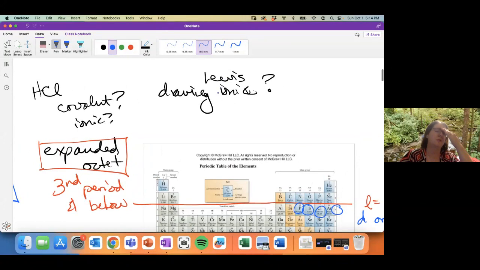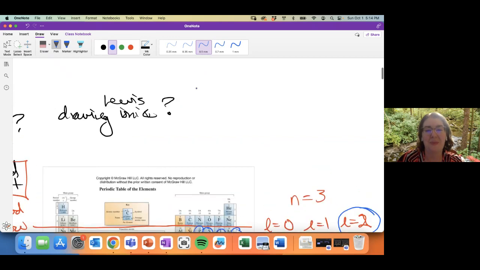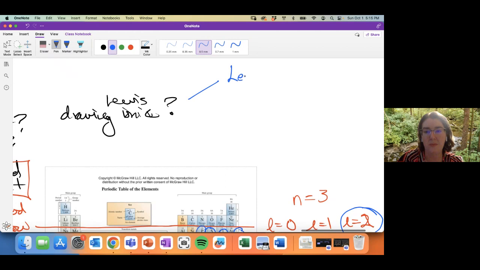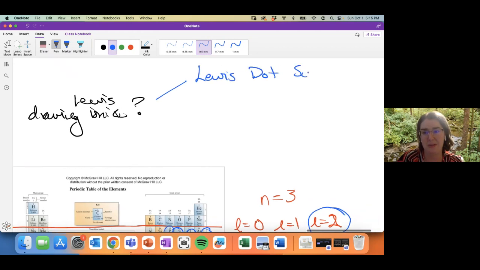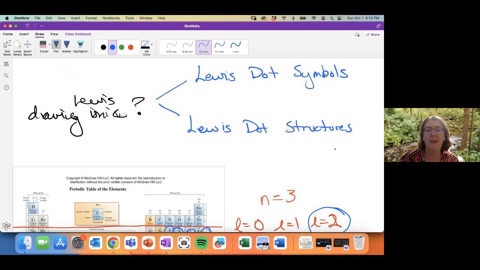Okay, so Lewis structures for ionic things. And there's a reason why I basically just wrote drawing Lewis and ionic, because there are 2 different things. There are Lewis dot symbols and there are Lewis dot structures. And I am so sorry about this.